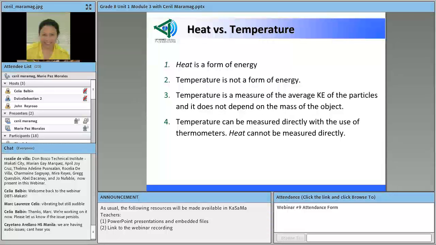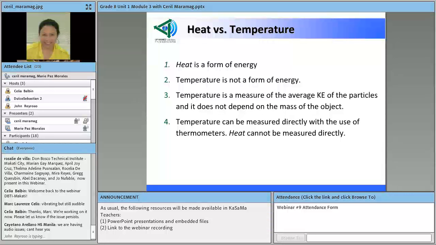So take note that in the list, the last bullet, temperature can be easily measured by the aid of the thermometer. Heat cannot be measured directly, but we can determine it by using the quantities that are related to heat, which students have already discussed in the previous activities. These are heat capacities of the material and the amount of change in the temperature of the material. Greater heat capacities, greater amount of heat transferred. Greater amount of change in the temperature of the material, greater amount of heat transferred.